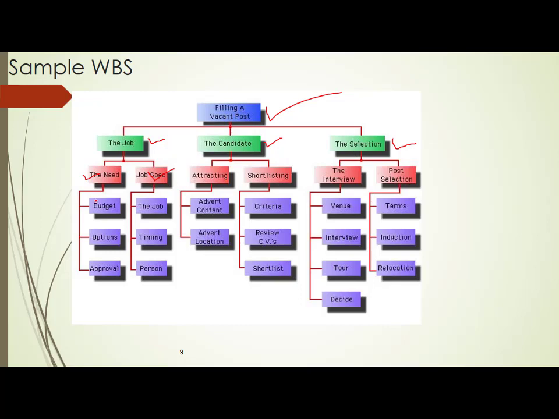Now what is the need? In the need, you have to find out the budget, you have to find out the options, and you have to get the approval. All these are called work packages. And identifying the job description, timing, and the person who is responsible for that particular job is one more sub package or one more work package.